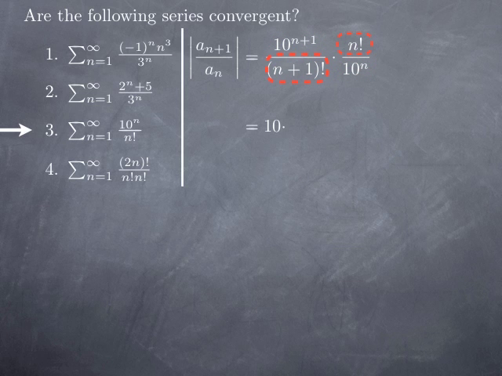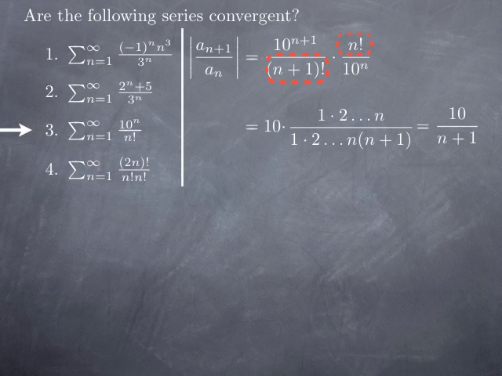And then I have n factorial over (n plus 1) factorial. If you think of what n factorial is, it's really just a product of the first n consecutive integers, so 1, 2, 3, and so on up to n that I multiply together. (n plus 1) factorial is the same thing, except that I don't stop at n, but I add one more factor, n plus 1. So you can cancel out the product 1, 2, 3 all the way through n, and what remains is n plus 1 at the bottom. So we end up with just 10 over n plus 1.